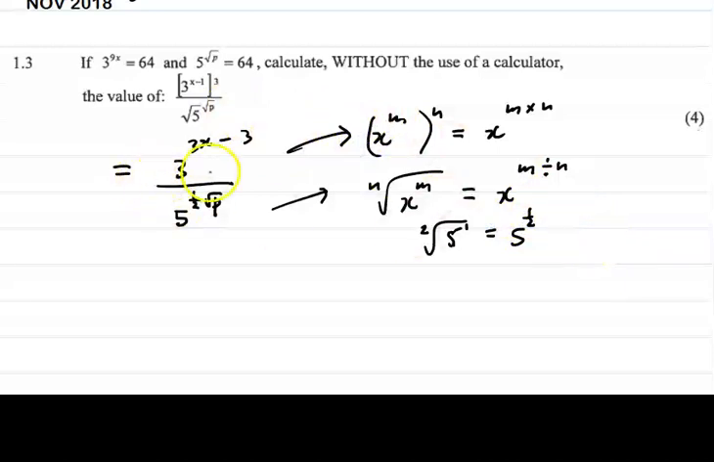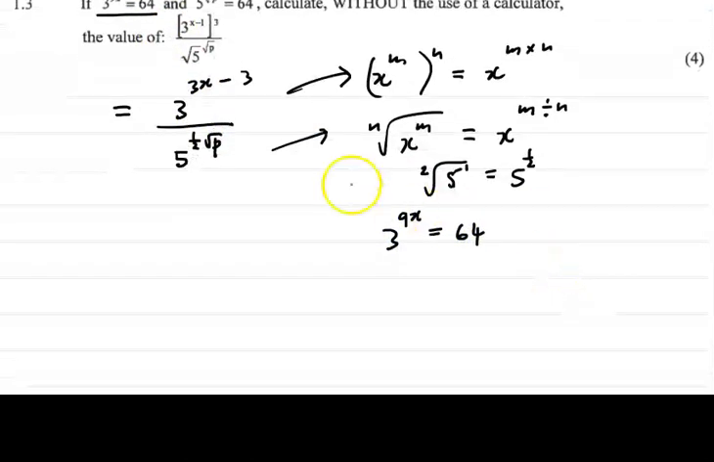Now that we've opened out these brackets, or simplified, let's look at what we were given. We're given 3 to the 9x equals 64. But here we've got 3 to the 3x. So the question is, how can we get 3 to the 3x from 3 to the 9x? Well, you need to divide the index by 3.